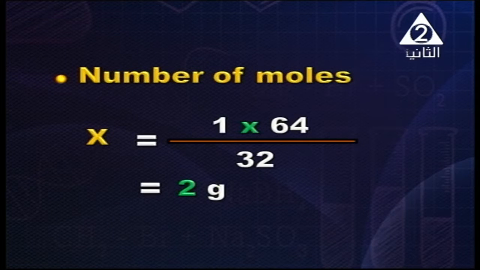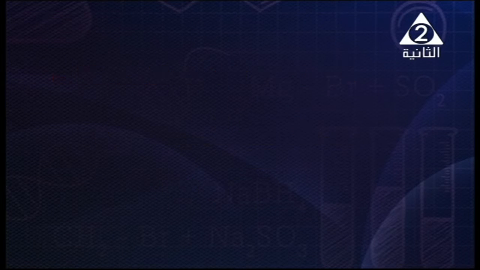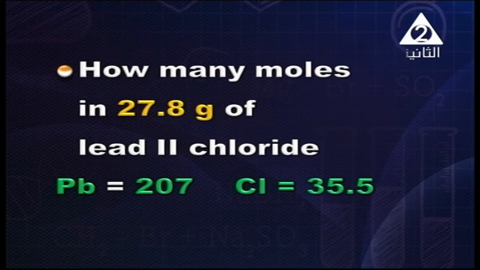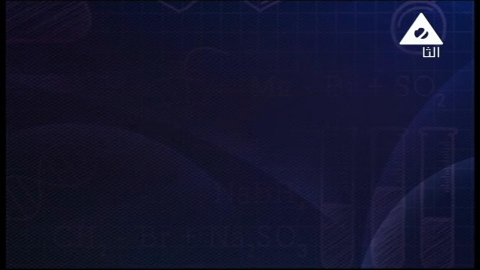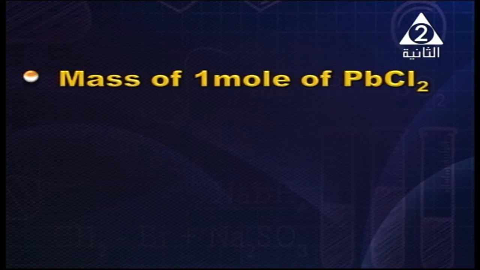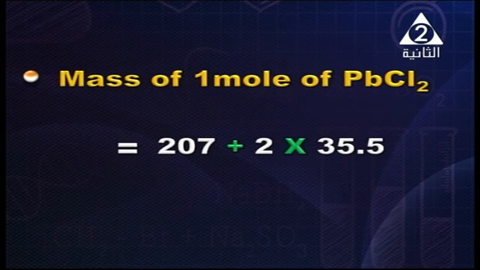Different method, the same answer. Look, darling, when I say how many moles in 27.8 grams of lead(II) chloride, Pb 207, Cl 35.5, the same solution here can be used. The mass of 1 mole of PbCl2, it means lead chloride. Can I find it? Yes, it's easy. 207 plus 2 by 35.5 equals what, my dear?